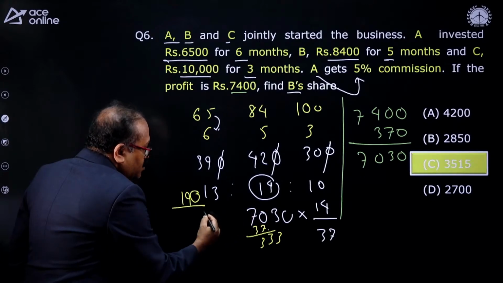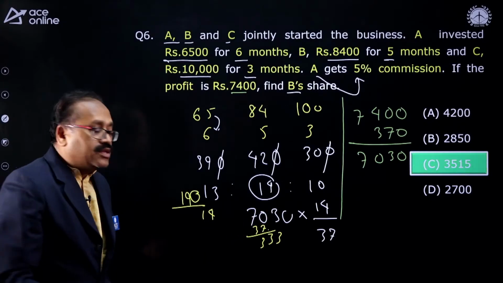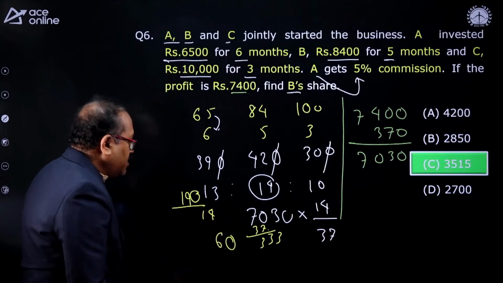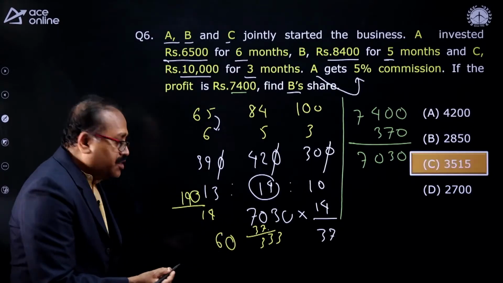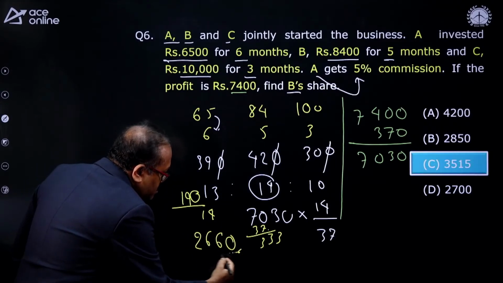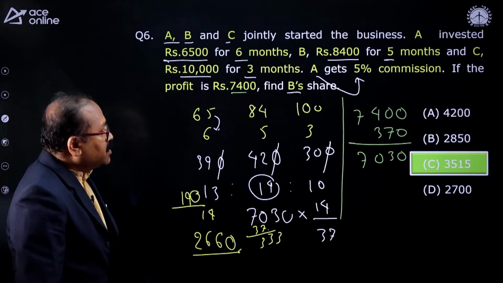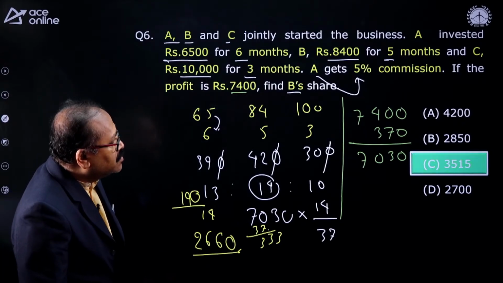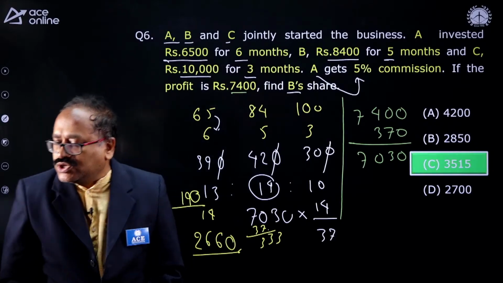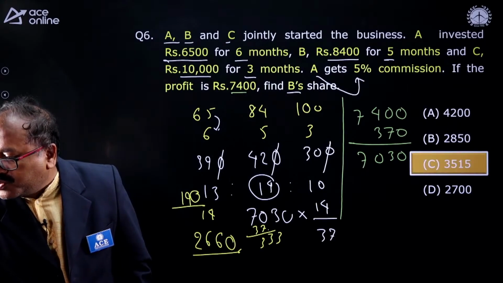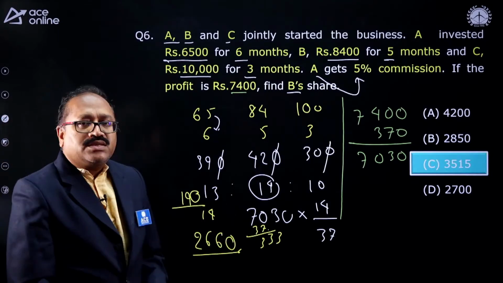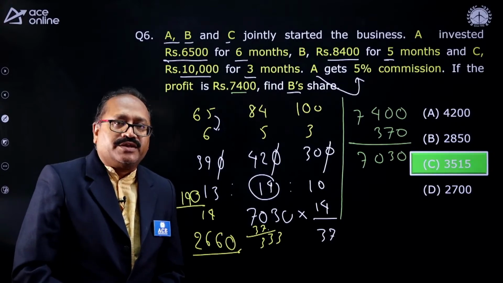This value has to be multiplied by 14 in order to get the answer. This is 0, and 4 9s are 36, carry 3, and 19 plus 3 is 22 plus 4 is 26. So this is the share of B, that is 2660. Dhanlakshmi, option B. Did I go anywhere wrong? Anyhow, I slipped somewhere in the calculation, so you can correct it.